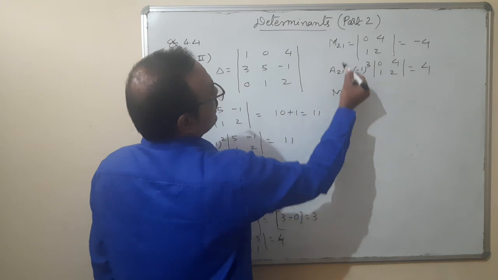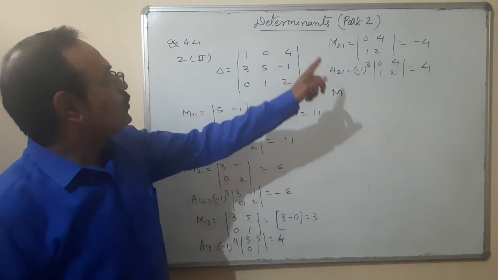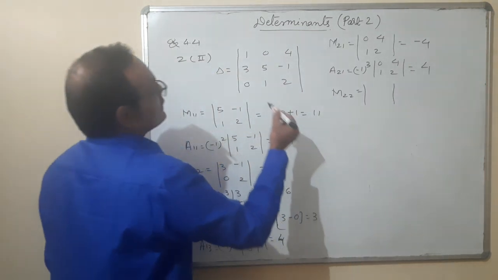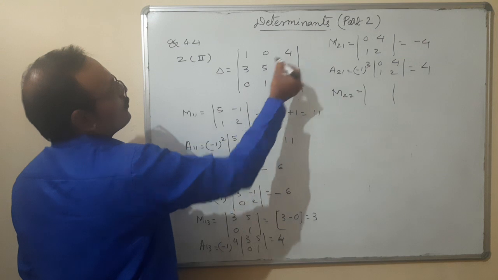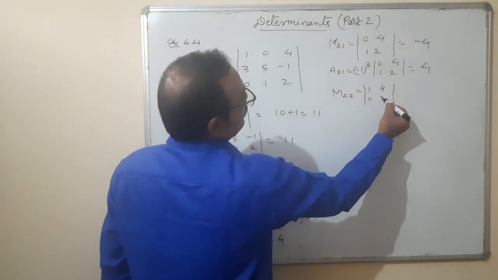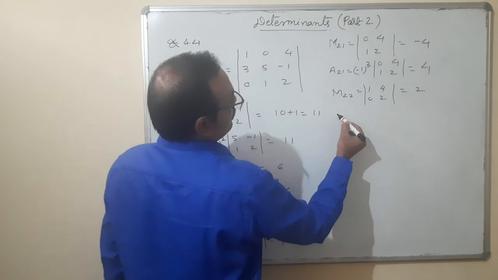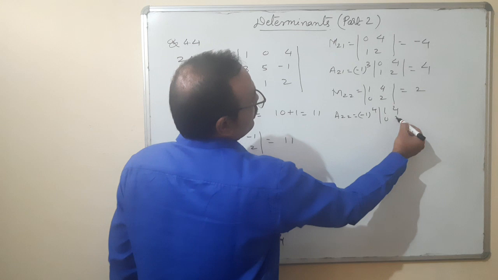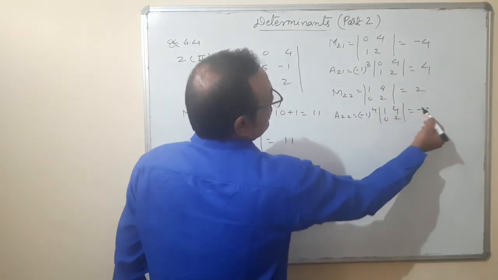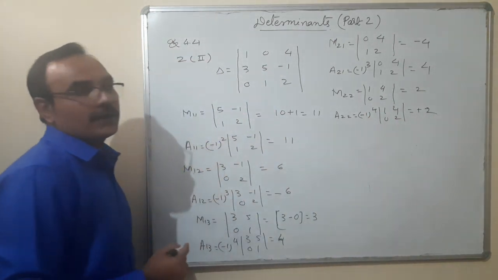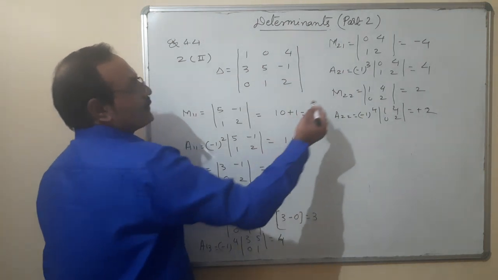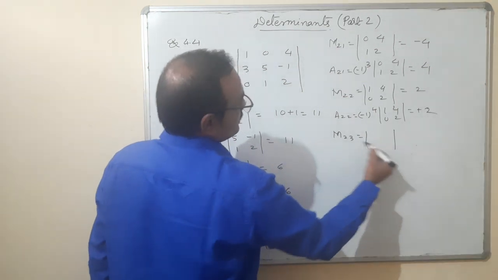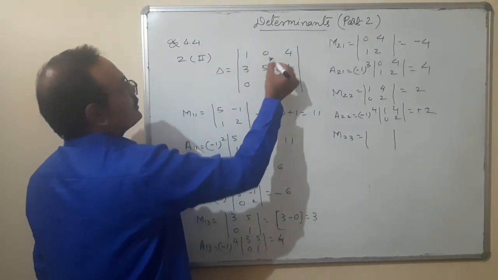After that, M22. Leaving the second row and second column. 1 4, 0 2. Result 2. Cofactor: minus 1 to the power 4, 1 4, 0 2. Result is plus 2, because minus 1 to the power 4 is plus. After that, M23. Leaving the second row, third column. 1 0, 0 1.